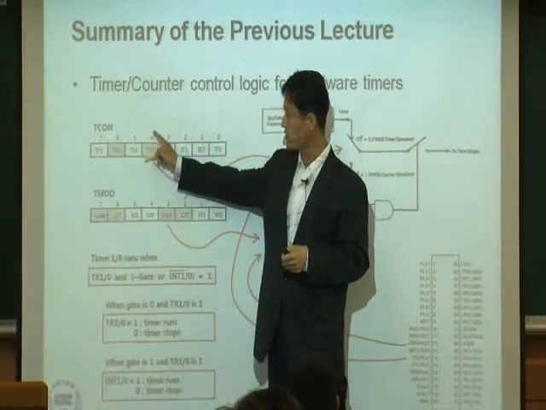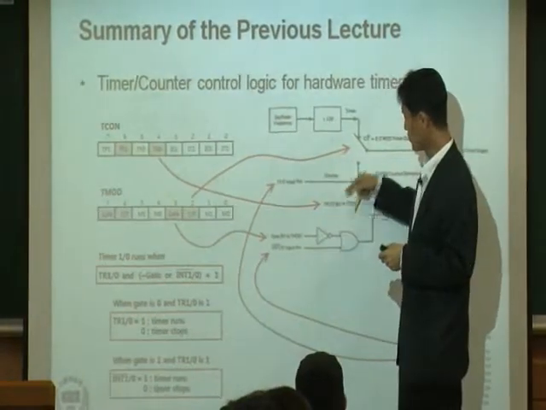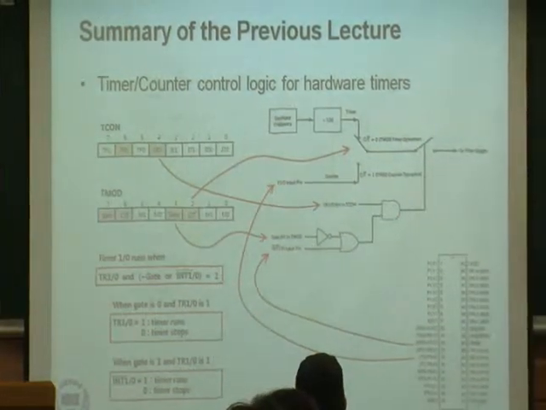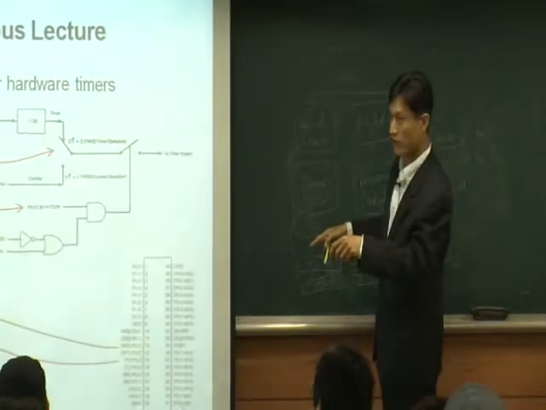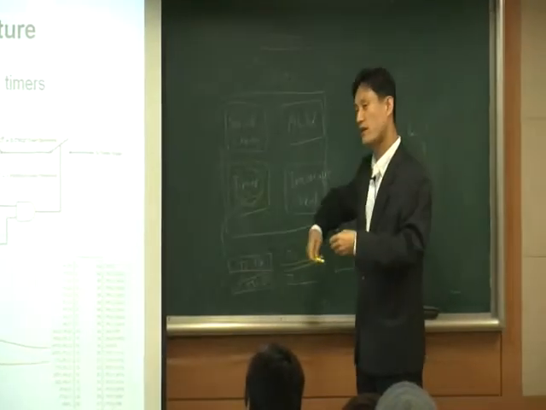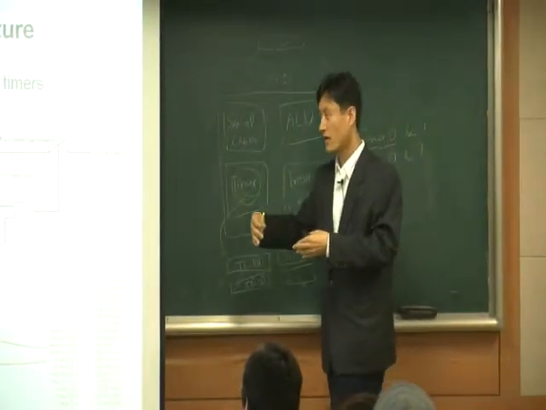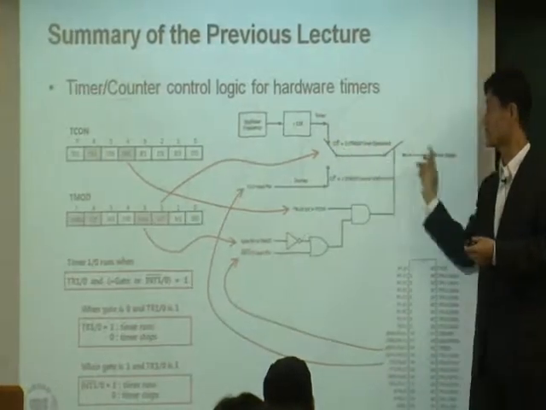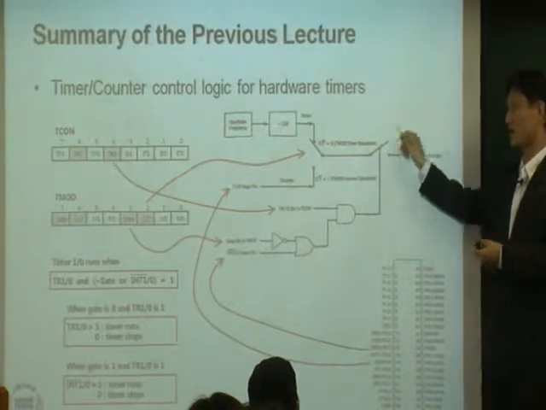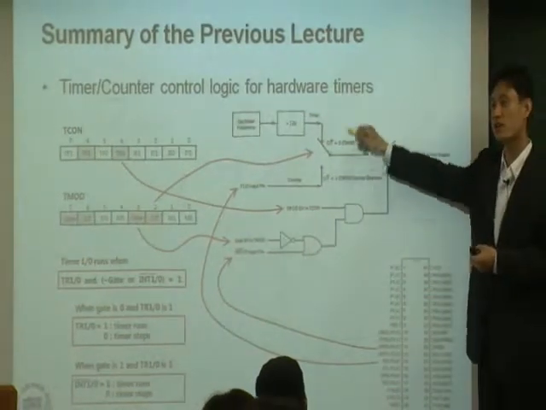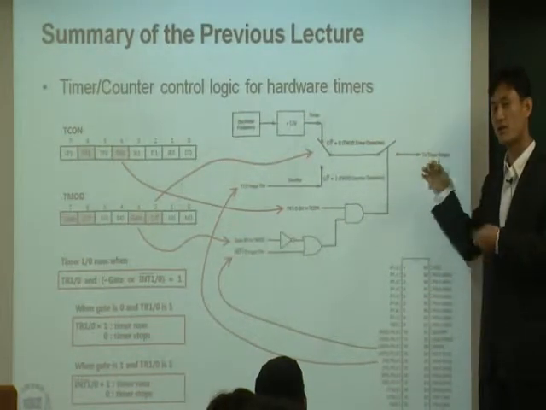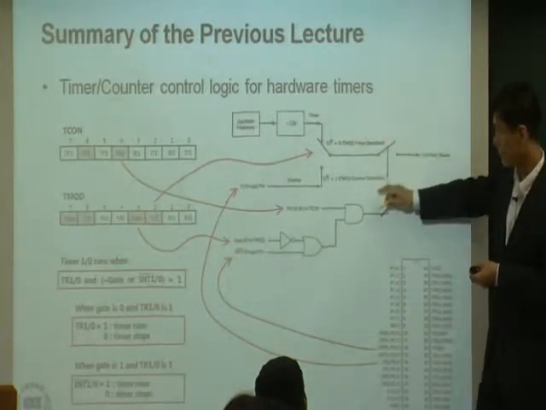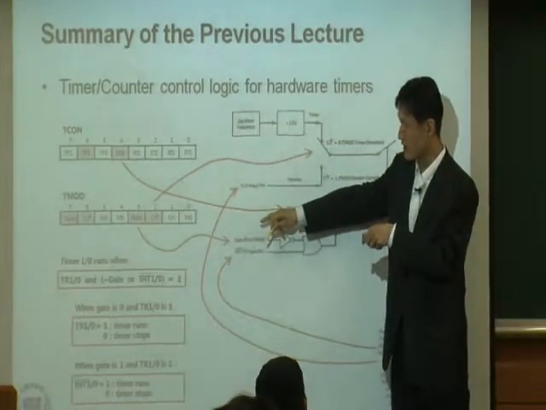Once you set this bit to 1, it's the same as if you power on this timer block. Once you set that TR bit to 1, now this timer hardware runs. And when it runs, what happens is the clock cycle comes in. You have a clock, the pulse train is coming in. Once you run it, the switch is closed because you set it to 1.